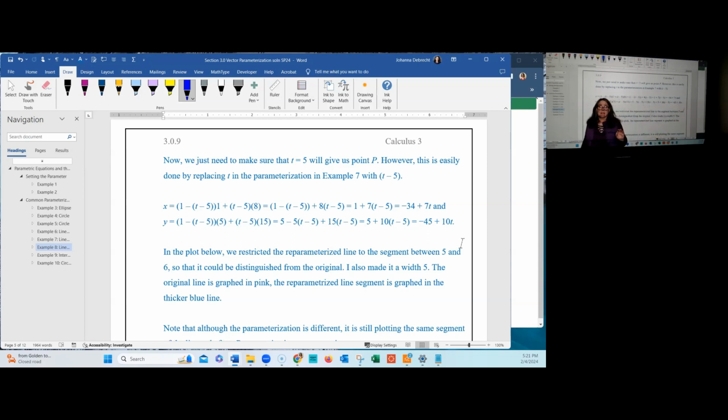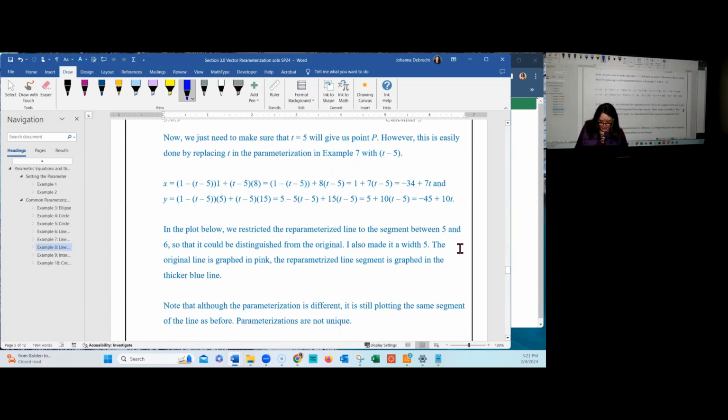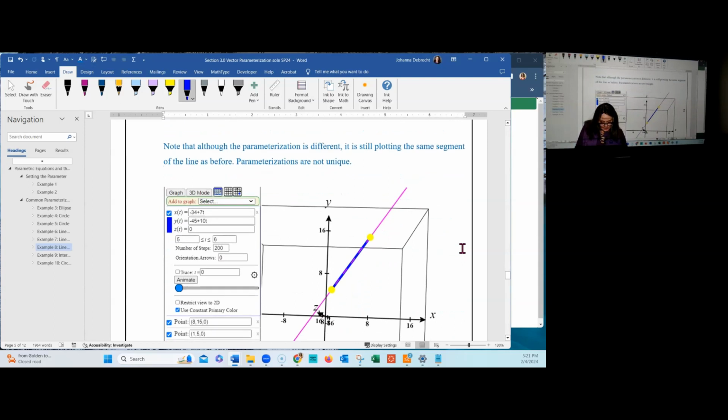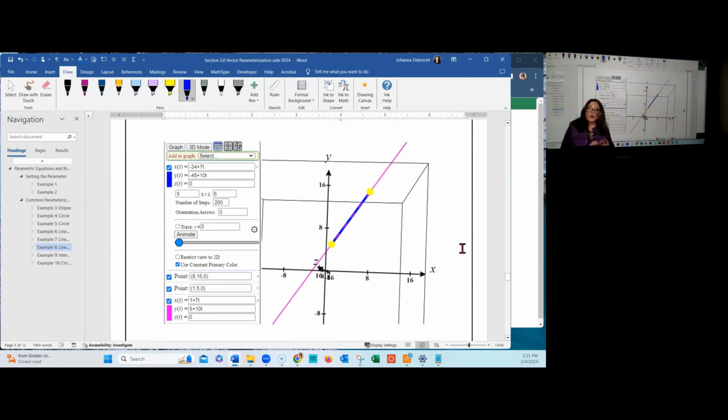But this time I set the parameter to go between 5 and 6. And when you do that, it's going to plot exactly the same. So what I've done in the picture below is I left the entire line on there, the whole line, so that you could see the whole thing. And then I did the new parameterization, which only goes from 5 to 6. All right. And you can see that I graphed this one in a darker, thicker blue.